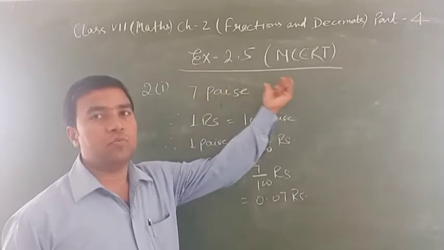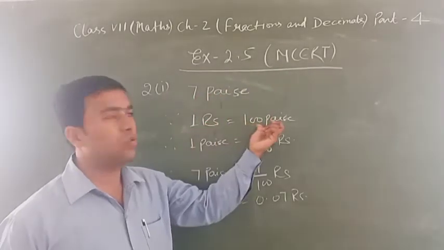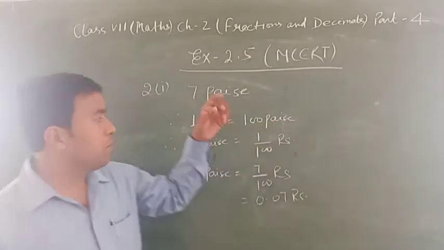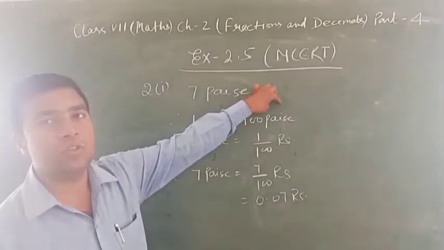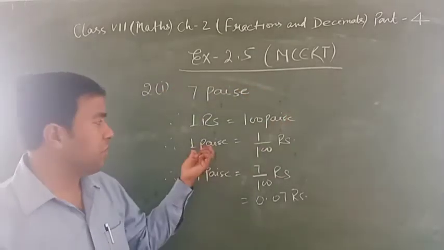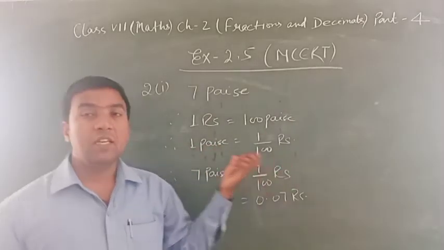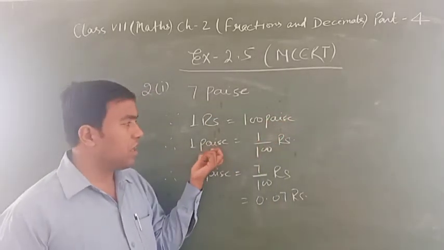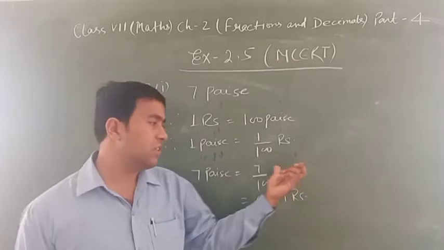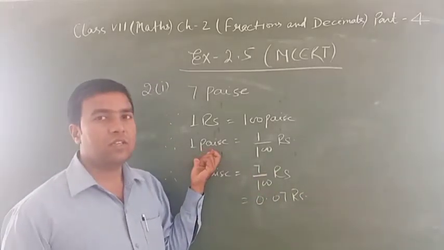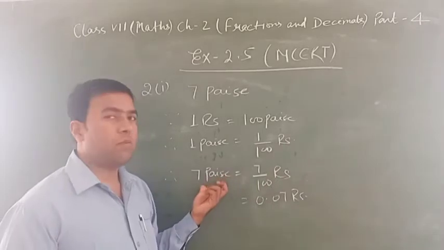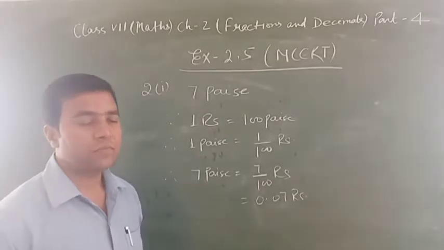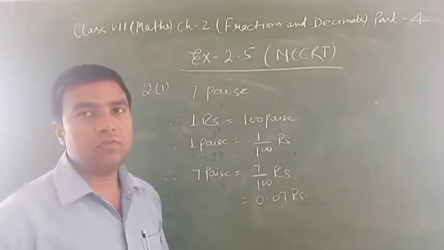7 paise, change in rupees. We know that 1 rupee is equal to 100 paise, so 1 paise is equal to 1 upon 100 rupees. If you are going from the maximum unit to the minimum unit, you will multiply. If you are going from the smallest to the greatest unit, you will divide. Here we have paise and the question is to change to rupees. 7 paise equals 7 by 100 rupees, which means 0.07 rupees. Clear? Note down.